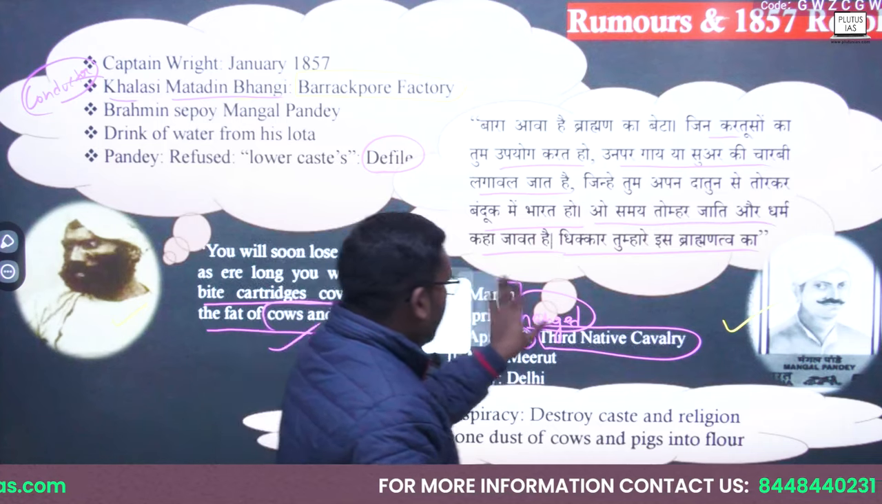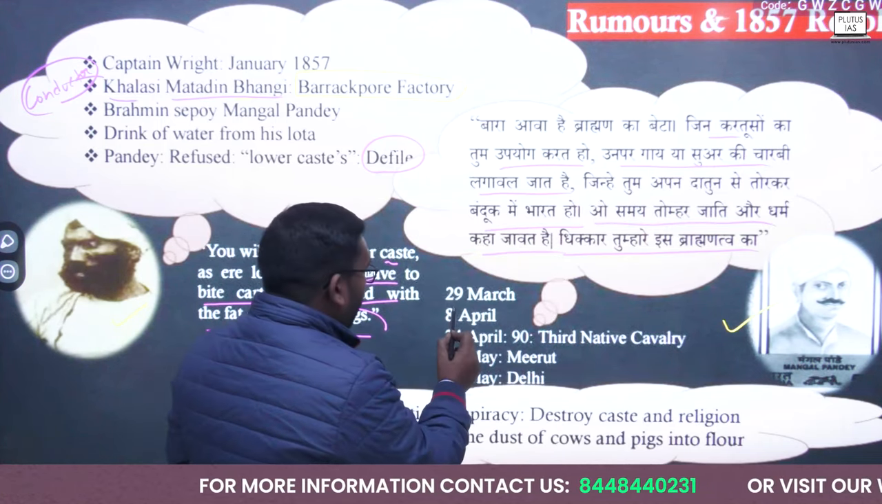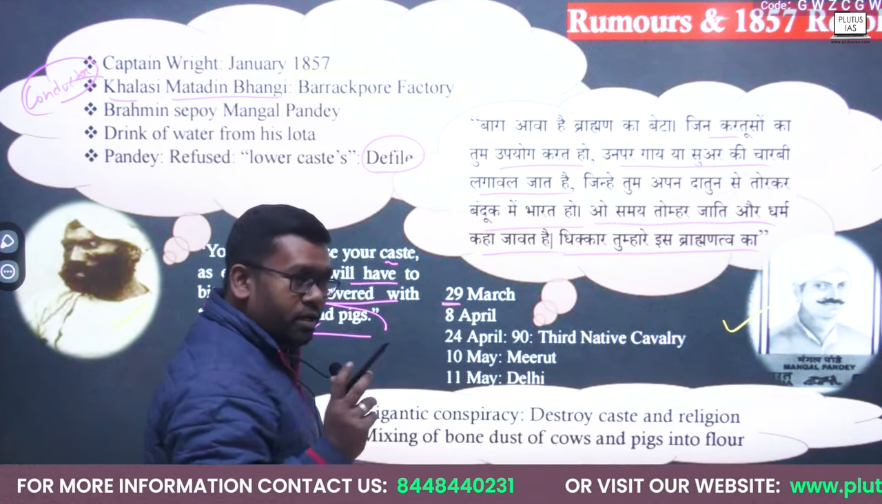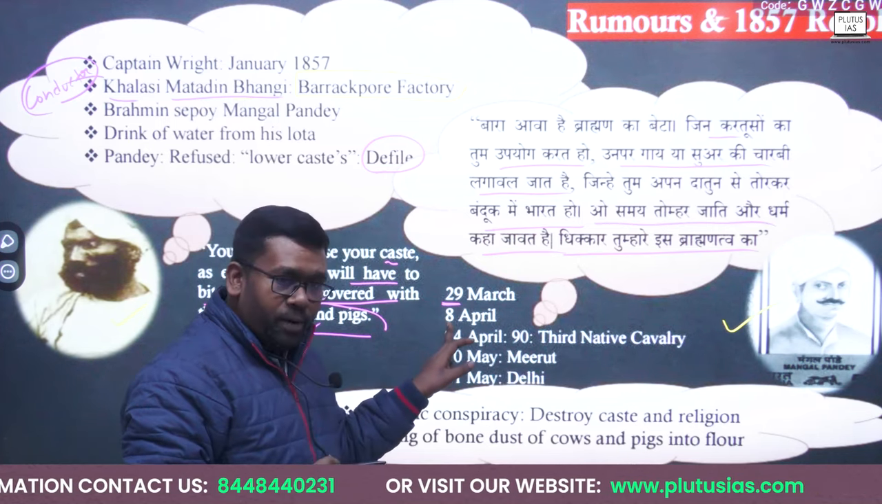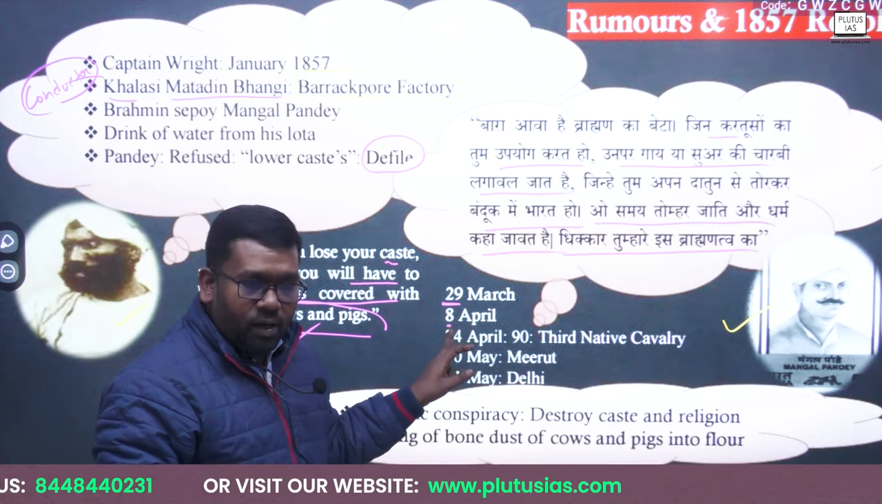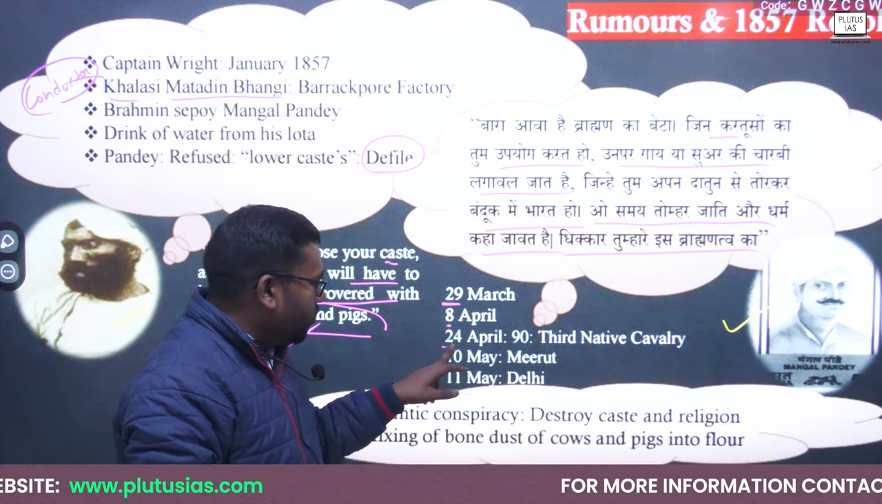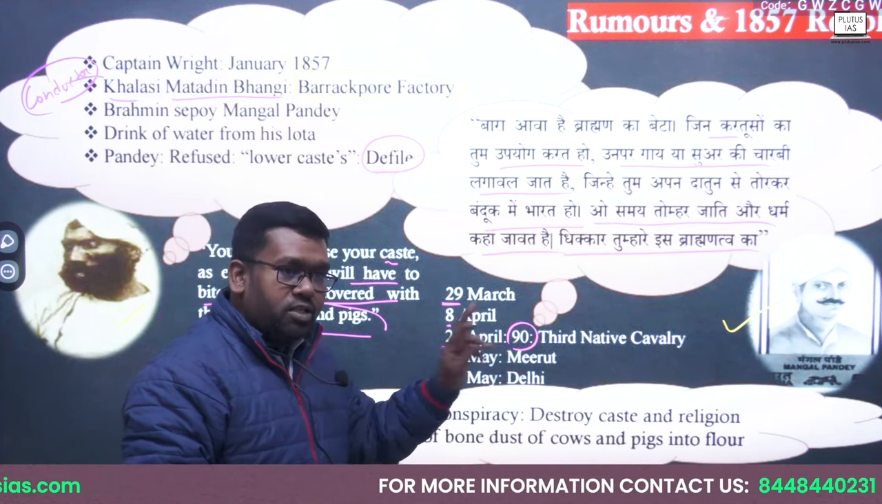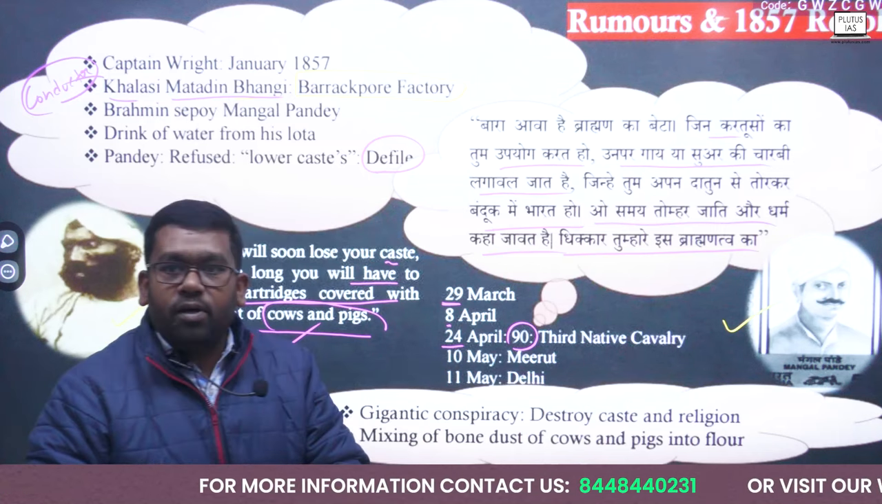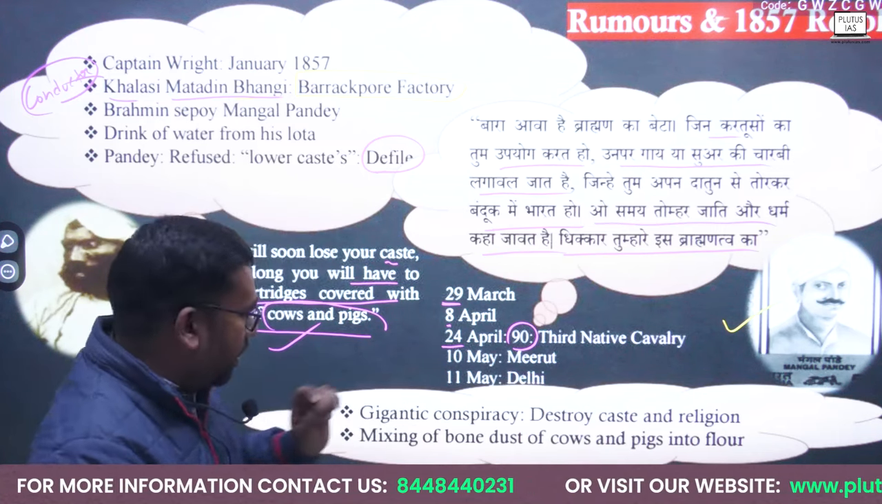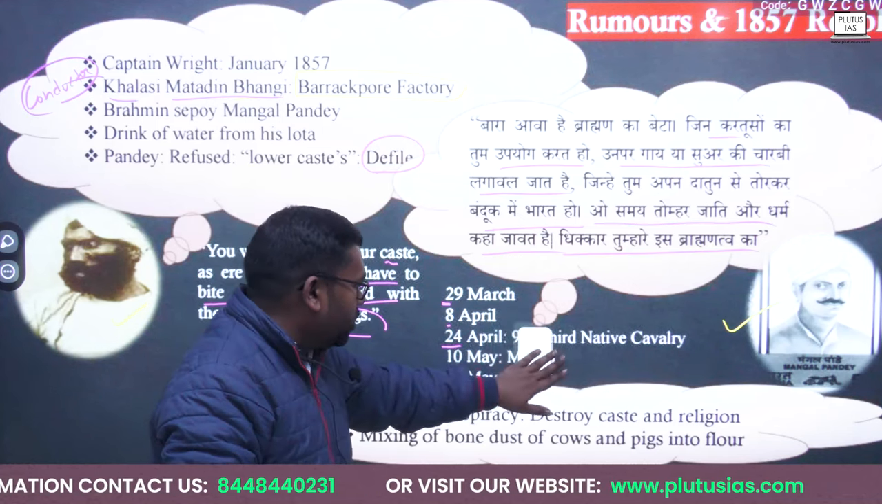So from then it started. Let us revise the date again. On 29 March, Mangal Pandey revolted. On 8th of April, we are in 1857, 8th of April, he was hanged. After 16 days, on 24 April, 90 sepoys from the 3rd Native Battalion had been revolting. Later on, what happened? They were also punished.